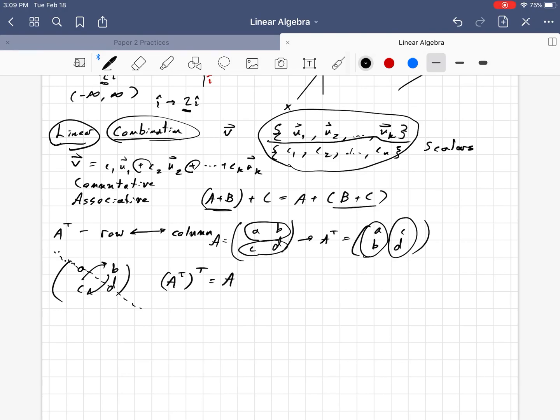And of course, if we were to multiply that matrix by some scalar s and then take the transpose of that, that's the same thing as first taking the transpose of the original matrix and then multiplying by s. And let's use another example here.